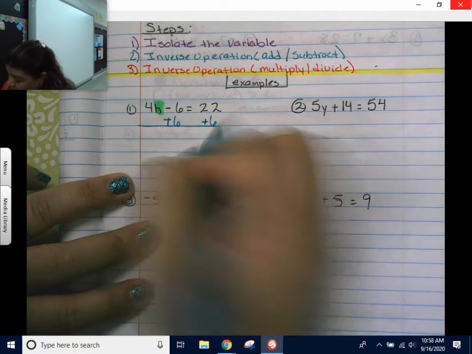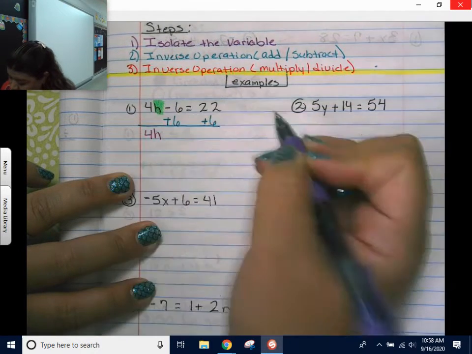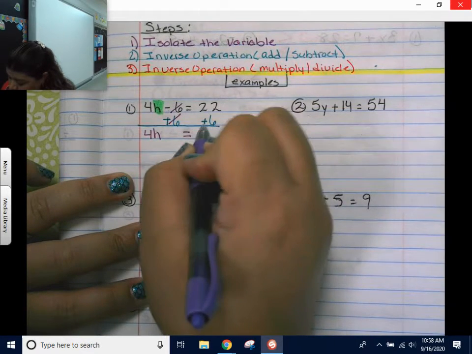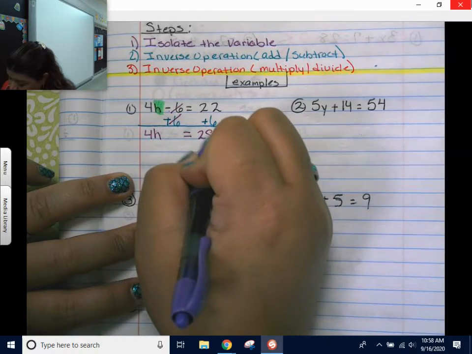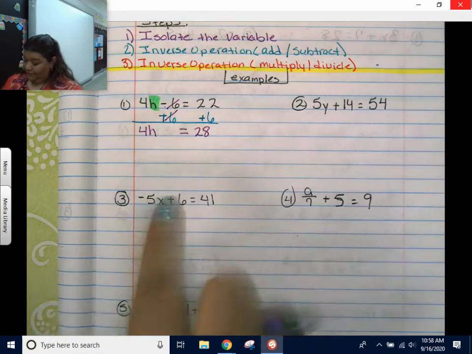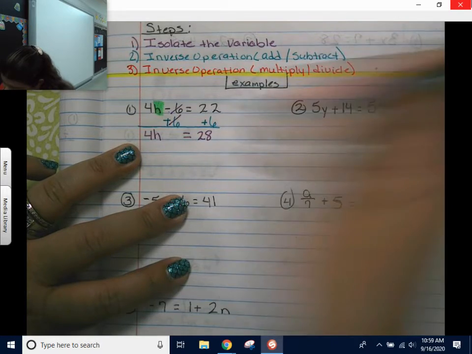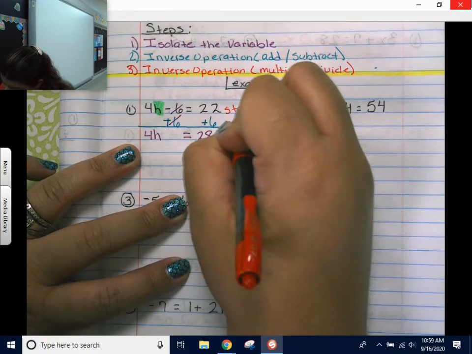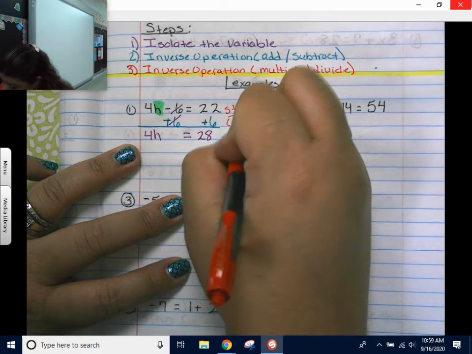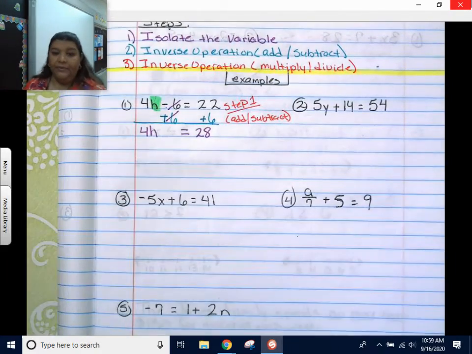Now I can go ahead and do the math. 4h, I did nothing with 4h, so that stays the same. 6 minus 6, those cancel. And 22 plus 6 is 28. I'm still balanced, okay? I'm still balanced there. So now we have 4h equals 28. So I'm going to put a little note here to remind us. This is step 1. Okay? It's going to be add or subtract. That is step 1. Okay?